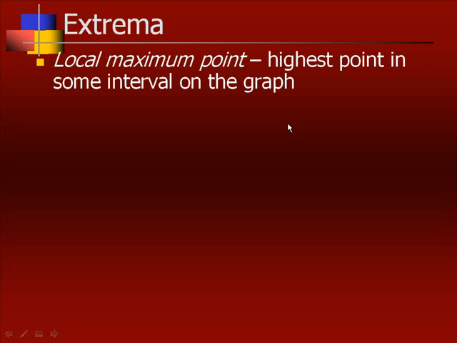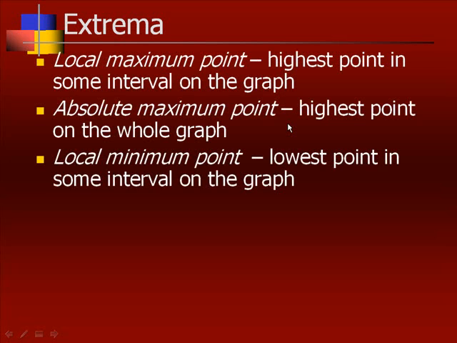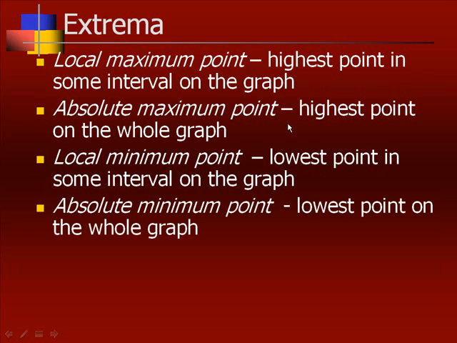Now, the local maximum point is the highest point in some interval on the graph. The absolute maximum point is the highest point on the whole graph. The local minimum point is the lowest point in some interval on the graph. The absolute minimum point is the lowest point on the whole graph. Just remember, local means for just some particular area. Absolute means for the entire graph.